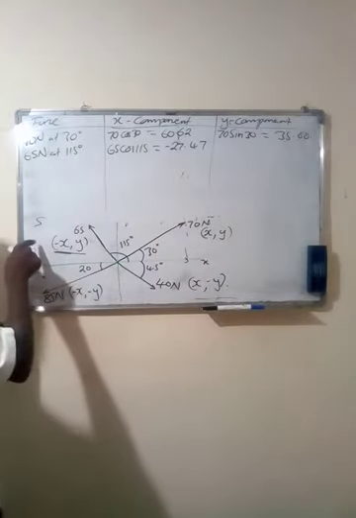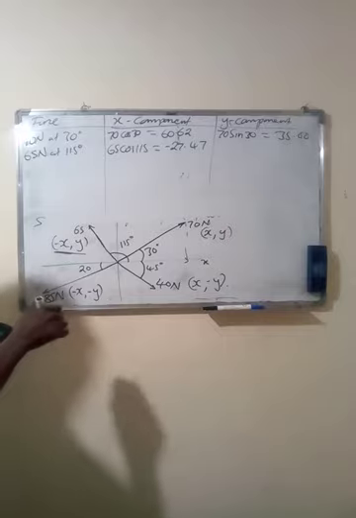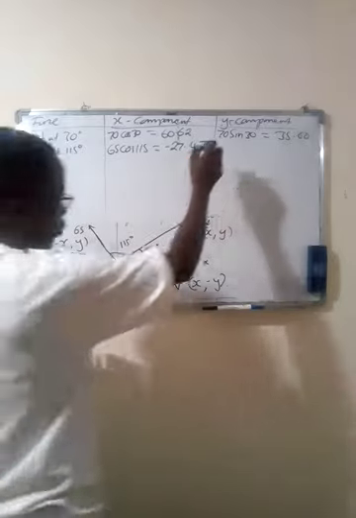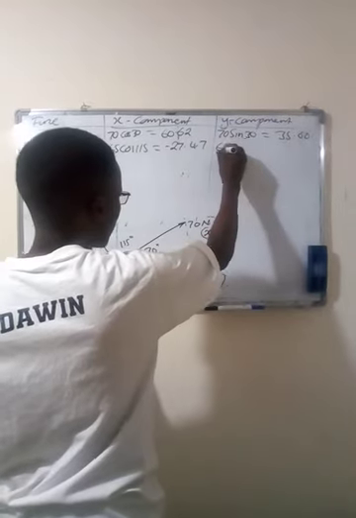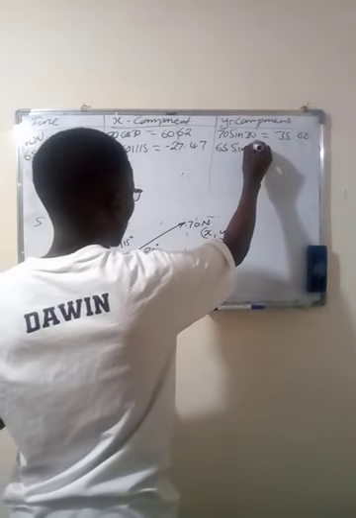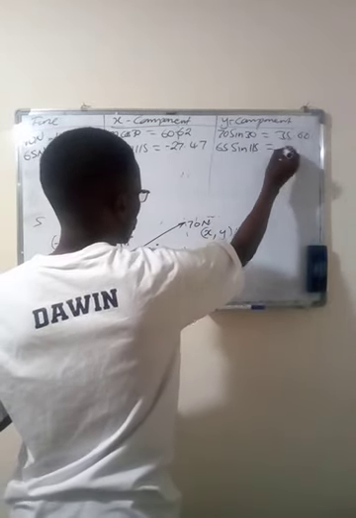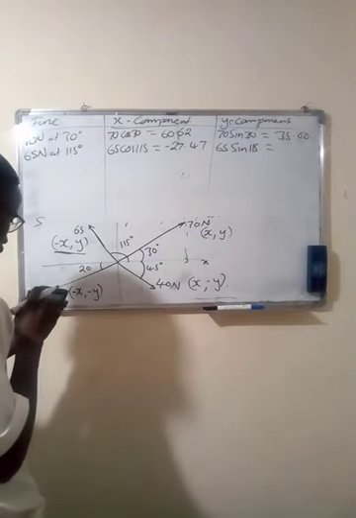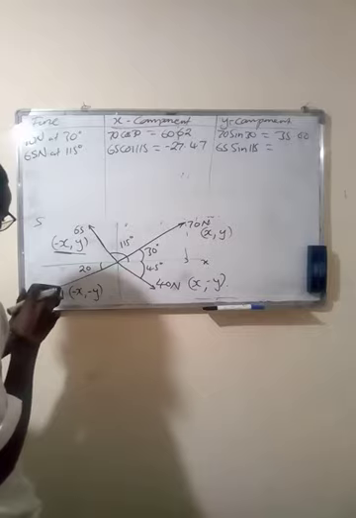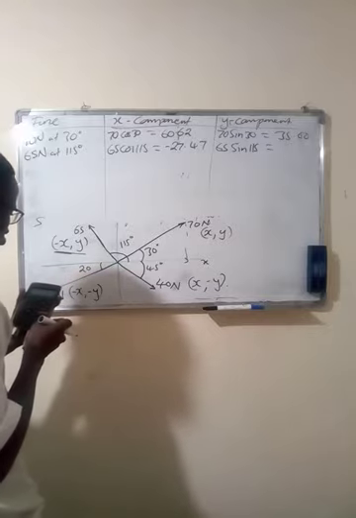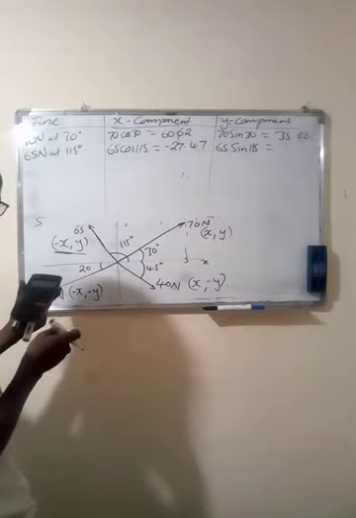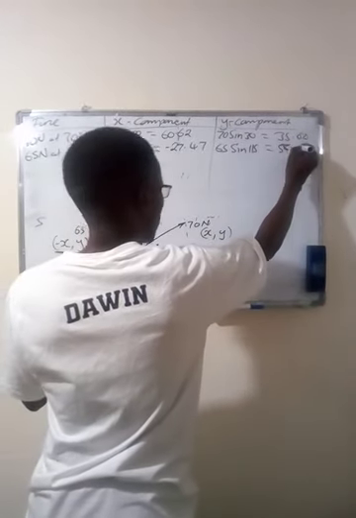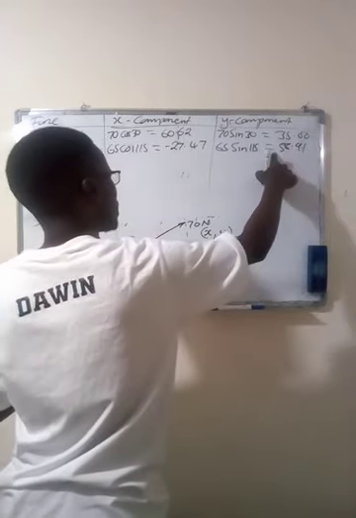Okay. Then we go for sine, right? We go for the y component. It's going to be 65 sine 115. 65 sine 115, that is 58.91.